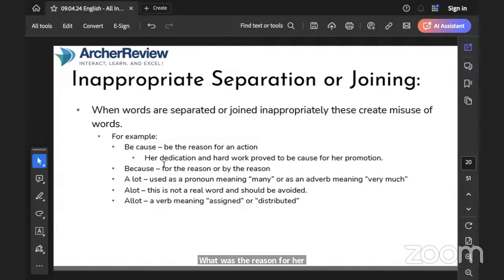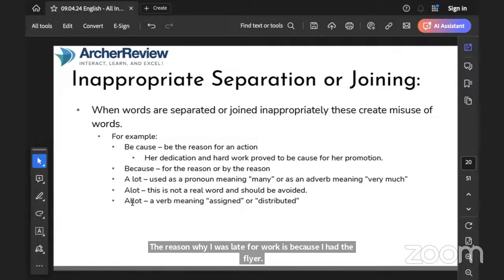However, if I put the two words together, because, this is going to mean for the reason or by the reason. So this takes on technically a different meaning. So because I had a flat tire, I was late for work. So the reason why I was late for work is because I had the flat tire. All right, so be careful of that.